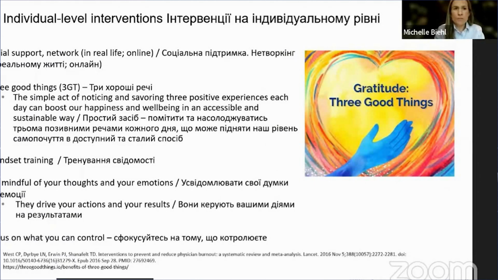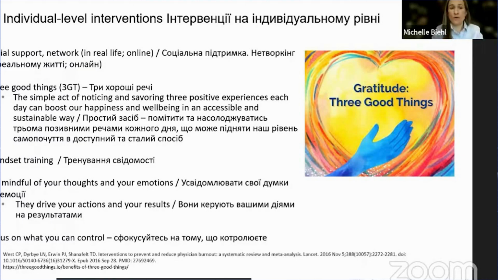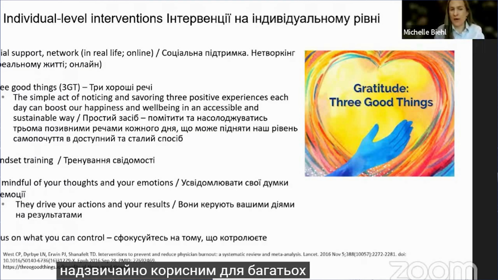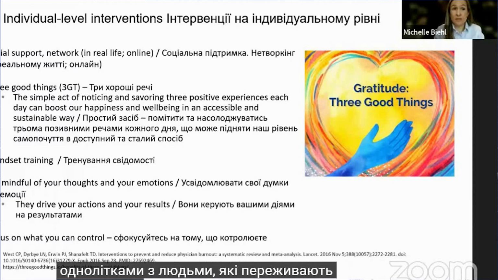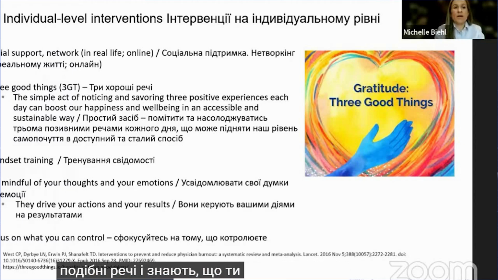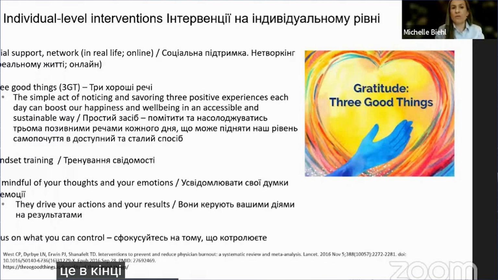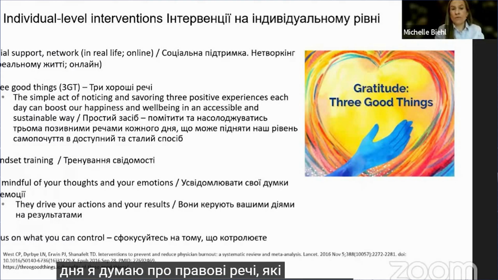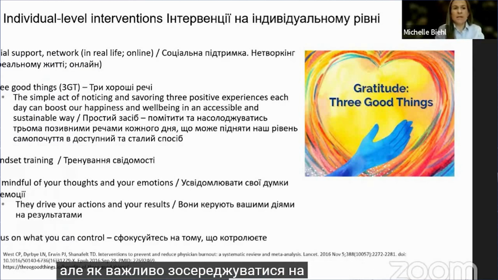So other possible interventions: social support and networking. I think it has been extremely helpful for a lot of people to network online with peers, with people going through similar things, knowing that we're not alone. The 3 good things also, which is at the end of the day, think about 3 good things that happened. We tend to focus on the negative things, but how important it is to focus on the good things.